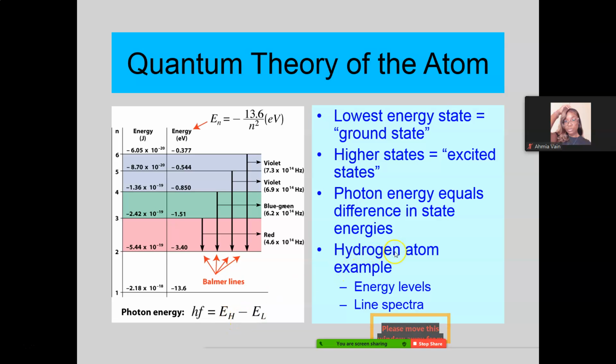The hydrogen atom, as an example: these are your energy levels and these are your line spectra. They go hand in hand. Okay? So that explains why we see those 4 distinct line spectra for hydrogen.